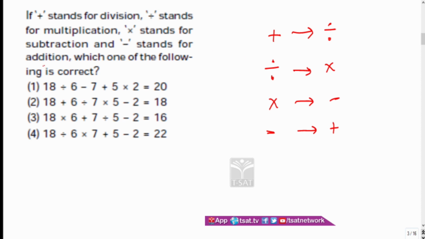So let's see the first option. See, in this case, there is no other way. You have to solve all the options. You can't directly find out the answer, or you can't directly find out the option.